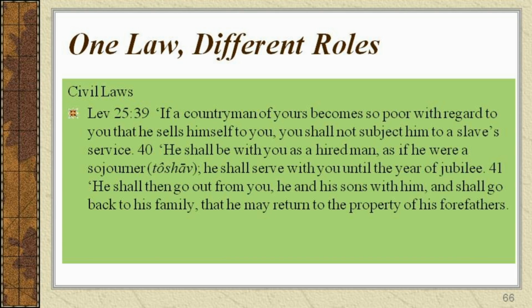A similar law is found in Leviticus chapter 25, verse 39, where Moses wrote, "If a countryman of yours becomes so poor with regard to you that he sells himself to you, you shall not subject him to a slave's service. He shall be with you as a hired man, as if he were a sojourner, a toshav. He shall serve with you until the year of Jubilee. He shall then go out from you, he and his sons with him, and shall go back to his family, that he may return to the property of his forefathers."